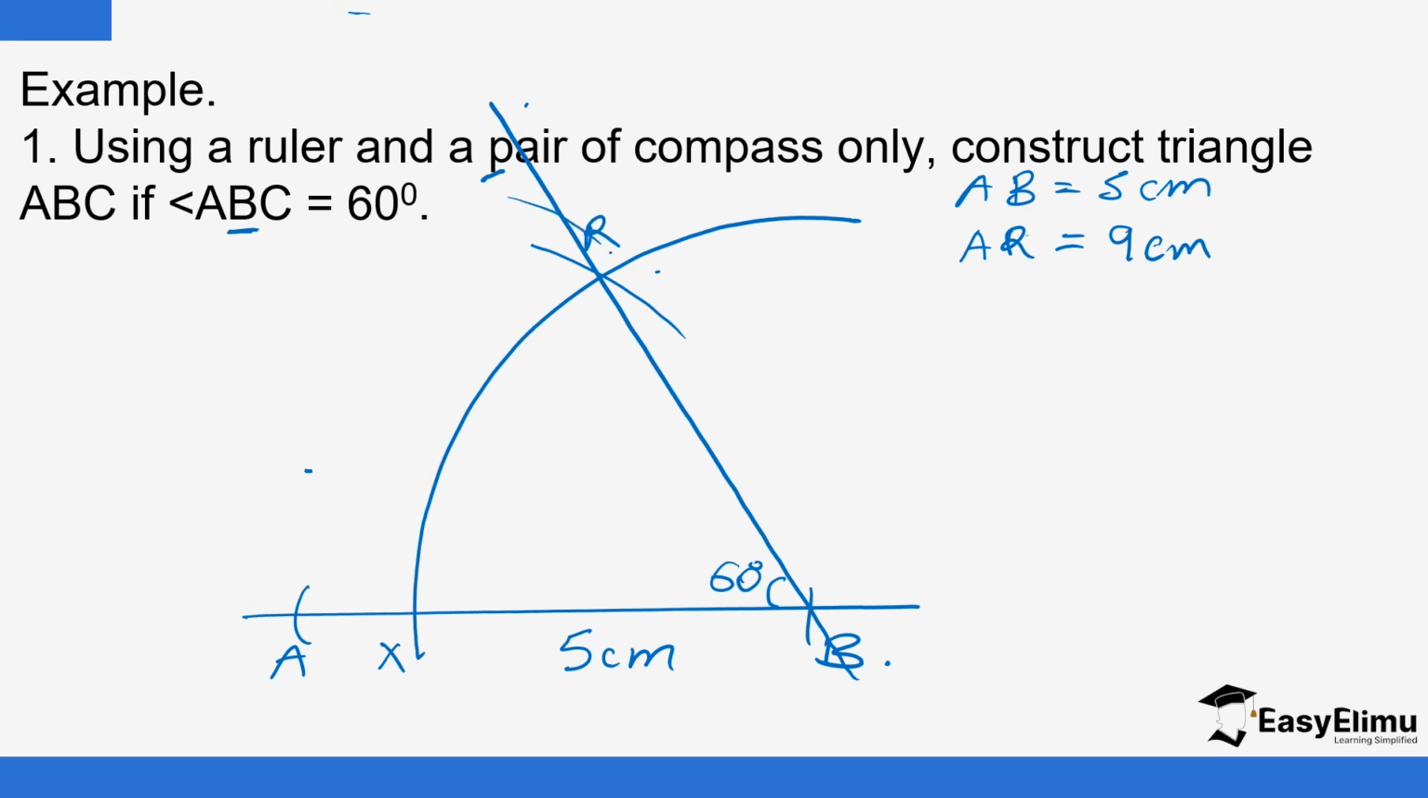You make an arc there. So where that arc meets the line, that's where our C is supposed to be. So I will join A to C, and I shall have gotten my triangle. Most importantly is the angle 60 degrees. So you have to construct the angle 60 degrees. All this can always be given.